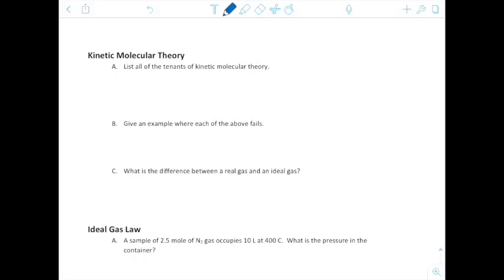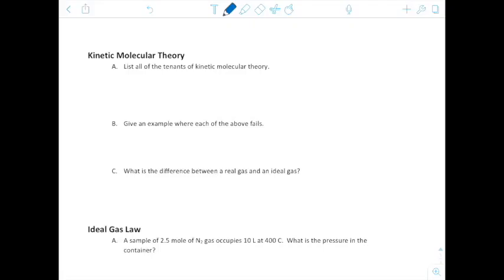It says give examples where the above fail. So the gas particles, when they're moving, don't always move in a straight line motion. Molecules of gas occupy some volume. Collisions between the gas molecules do have energy transfers, and there are attractive and repulsive forces. And so what we use the kinetic molecular theory for is to give us a basis to start understanding gases. Now, C is what is the difference between a real gas and an ideal gas.